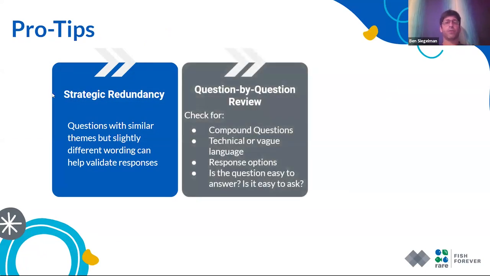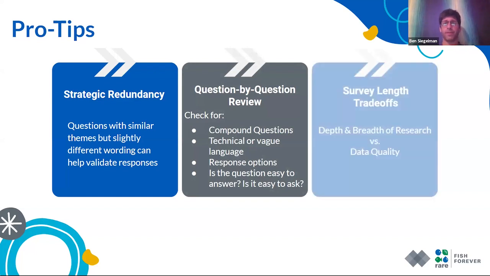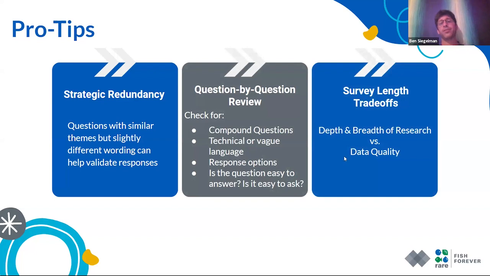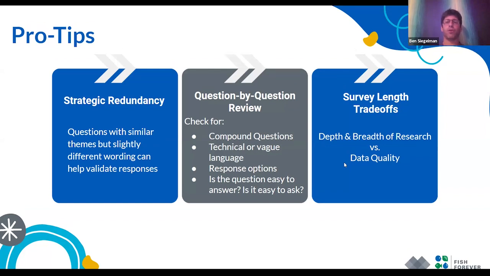Do a question by question review. For every question, once you've designed your survey, look for compound questions, look for technical language, vague language, ambiguous language, check your response options. And then think about, is the question easy to answer? And is the question easy to ask? If not, you're not going to get good data. And as Christian mentioned, remember the trade-offs between depth and breadth of research in a survey and data quality. So we have to think about length in terms of those trade-offs.